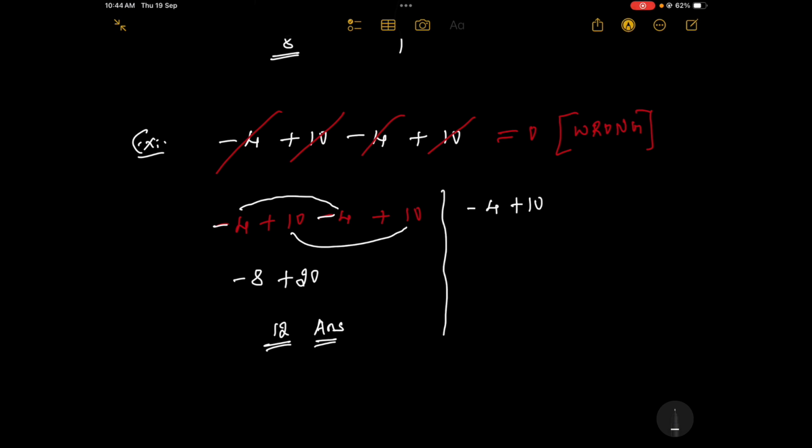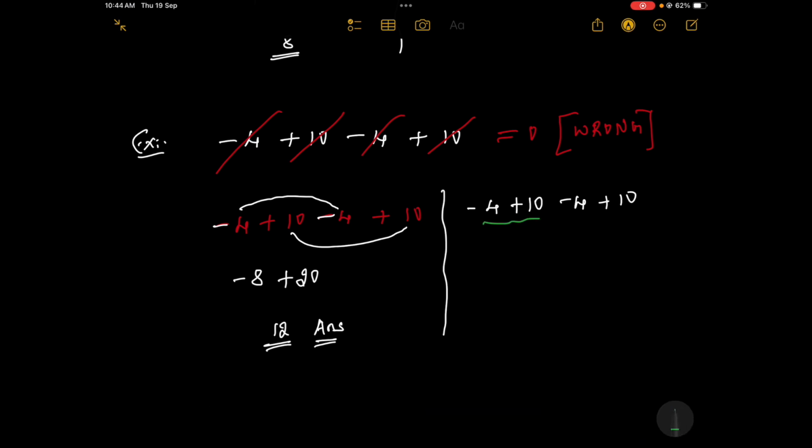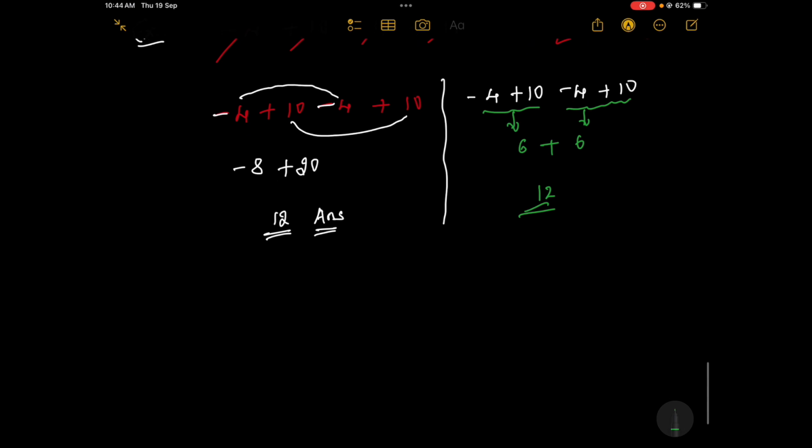Minus 4 plus 10 minus 4 plus 10. You can take these two. What do we get? Minus 4 plus 10, we get 6. Again, minus 4 plus 10, what do we get? 6. What is 6 plus 6? 12 is the answer. I hope everyone is able to understand. Chalo, next one.